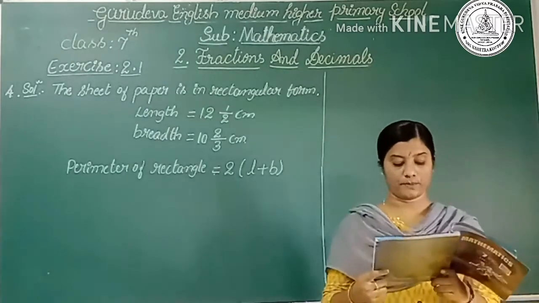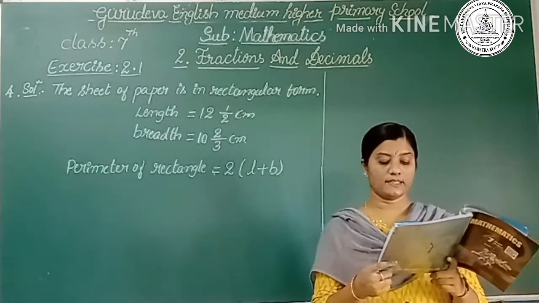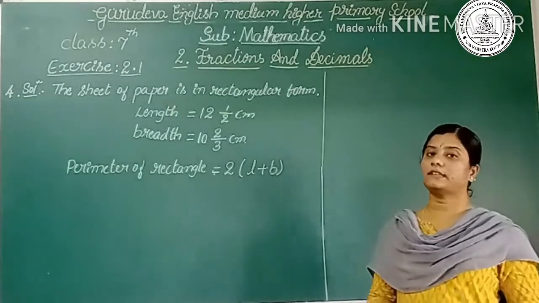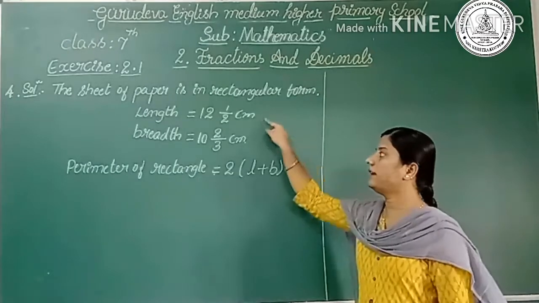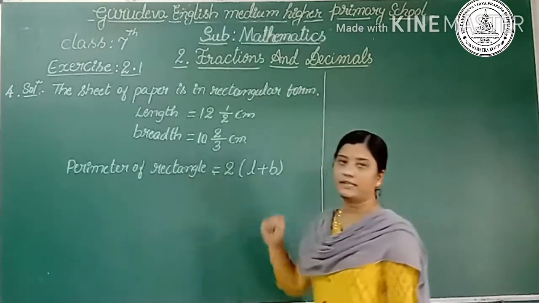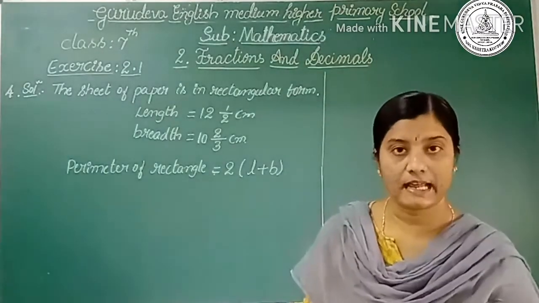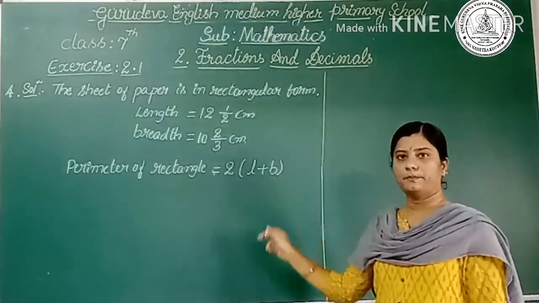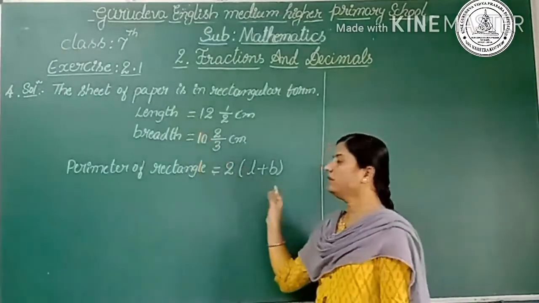A rectangular sheet of paper is 12 whole 1 by 2 centimeter long and 10 whole 2 by 3 centimeter wide. Find its perimeter. So here they are given the rectangular sheet of paper. The length is 10 whole 1 by 2 centimeter and the breadth is 10 whole 2 by 3 centimeter. Then what is the perimeter of the rectangle? We know that the paper sheet is in the rectangle shape, right? So the perimeter is equal to 2 into (L plus B). So we just have to substitute the length and breadth of the sheet of paper in the formula.